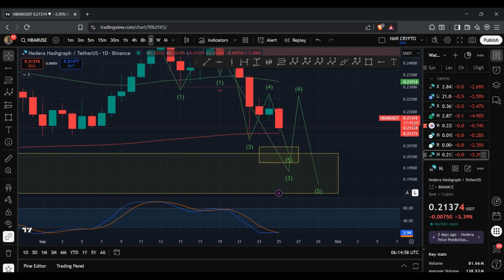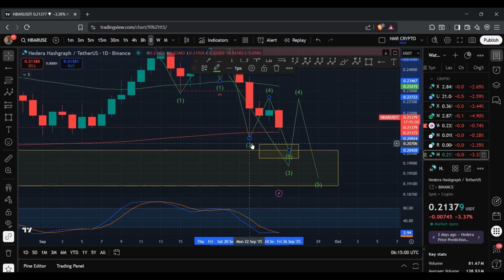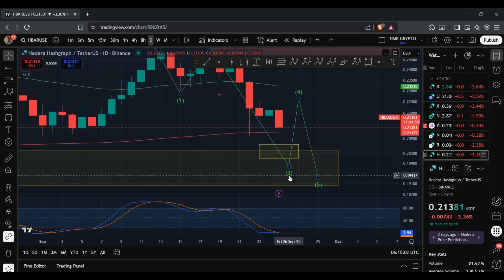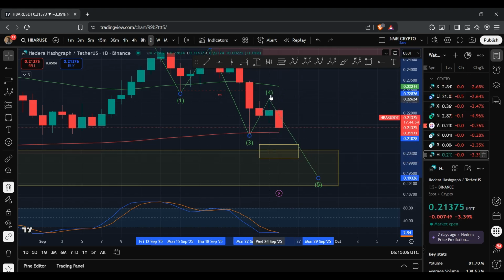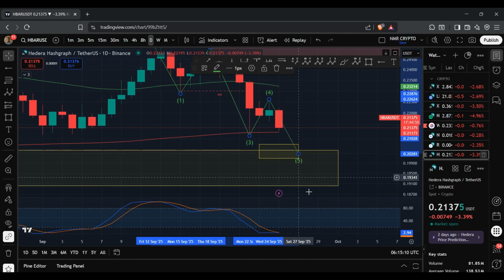And so, yeah, it's possible that what we could have forming is the fifth wave right now, where the wave 3 could have bottomed out over here, and the wave 4 could have topped off over here, and we could have the fifth wave playing out, where we then tap into this range.